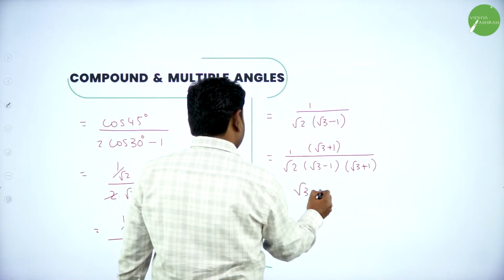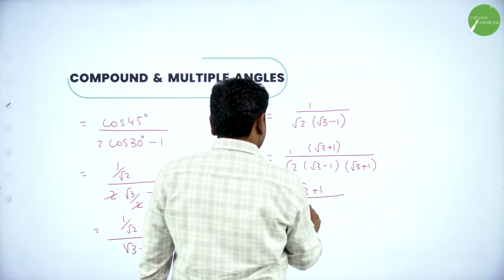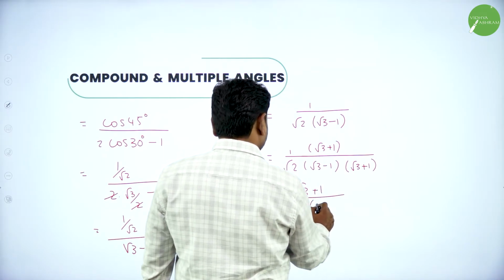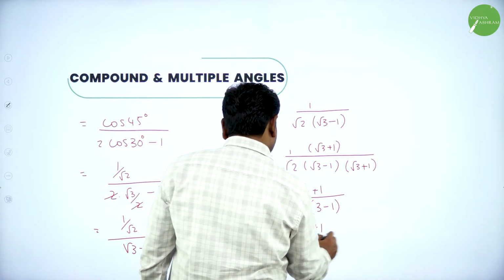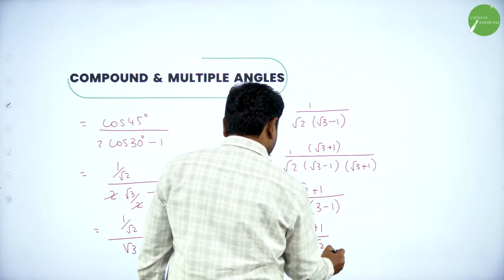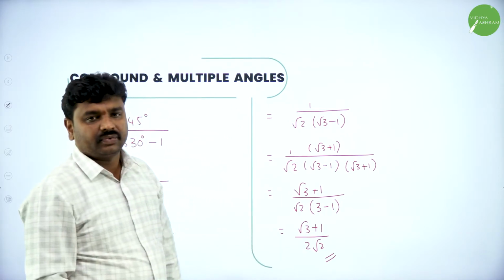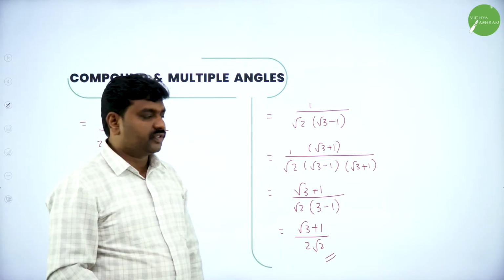So numerator is root 3 plus 1, denominator root 2 into a plus b into a minus b, which can be written as a square minus b square. It will become 3 minus 1. So root 3 plus 1 by 2 root 2. This is the cos 15 value. They wanted cos 15, we got cos 15 by rationalizing.